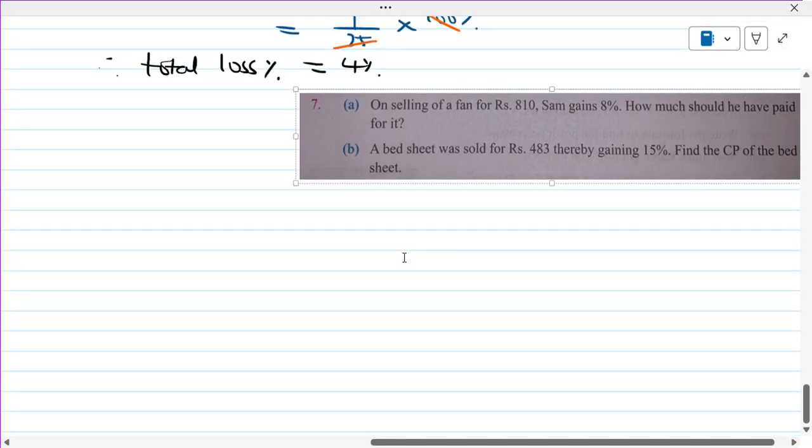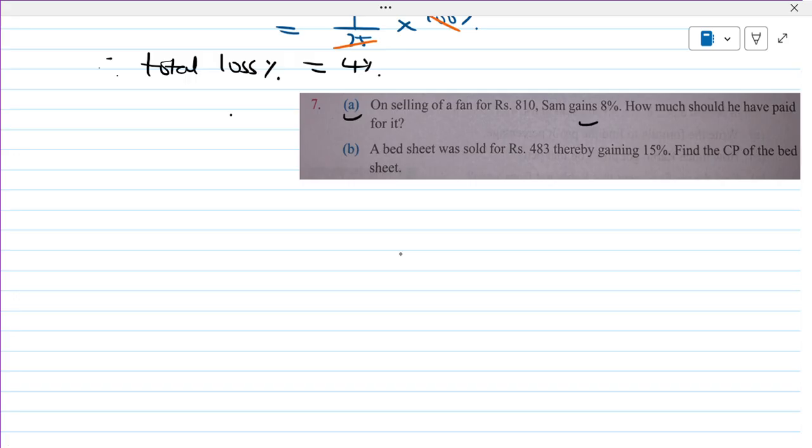Okay, what's here in number 7? Let's go with the first number. On selling a fan for rupees 810, Sam gets 8% gain. Sam gains 8%, is it? So how much should he have paid for it?